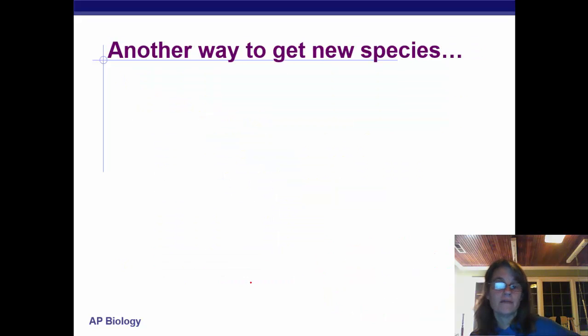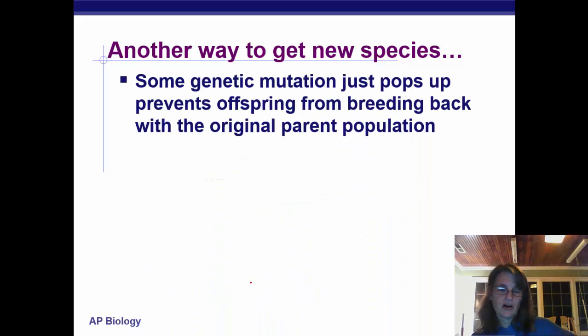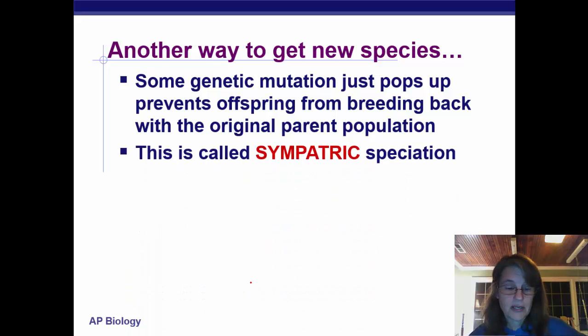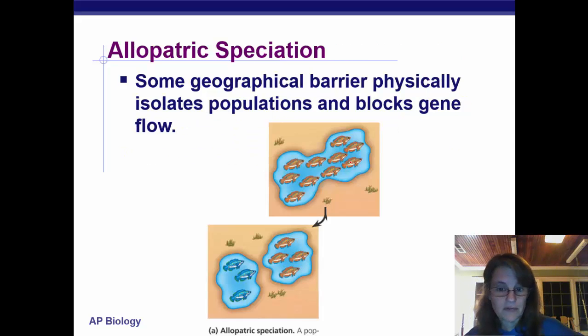The other type of speciation occurs when something just pops up within an existing population. There's no physical separation of the organisms from each other. Some genetic mutation just pops up, and the offspring that have this mutation simply cannot breed back with the parent population because the chromosomal situation just isn't right for breeding. This is called sympatric speciation, and you need to know that one too. And we're going to dive into these a little bit with a few examples.